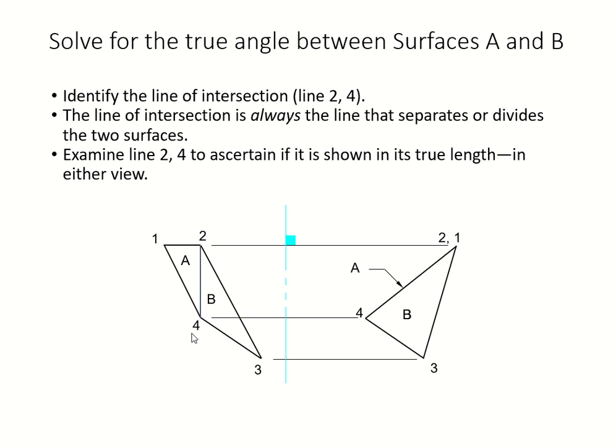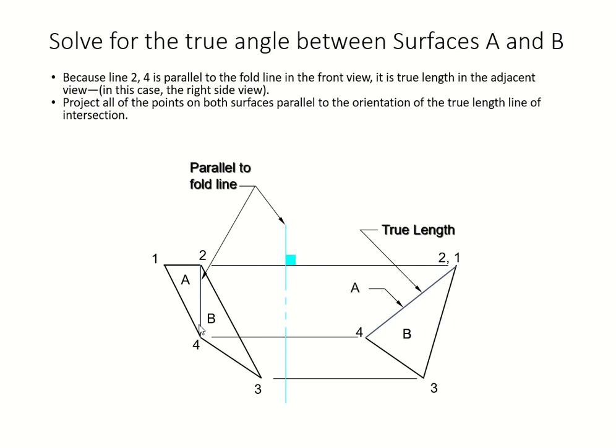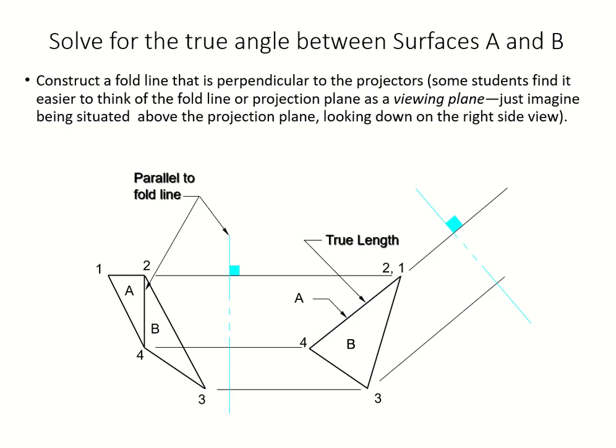Then we're going to determine if that line 2, 4 is a true length line, TL. Again, the rule is it has to be parallel to the fold line, like what we did in previous problems, and you project it from that parallel line. Let's see how we deal with this here for the angles. Look for the parallel. Line 2, 4 is parallel to your fold line, so projecting 2 to 4, the projected line is right there, and that's your true length line. So we got our true length line.